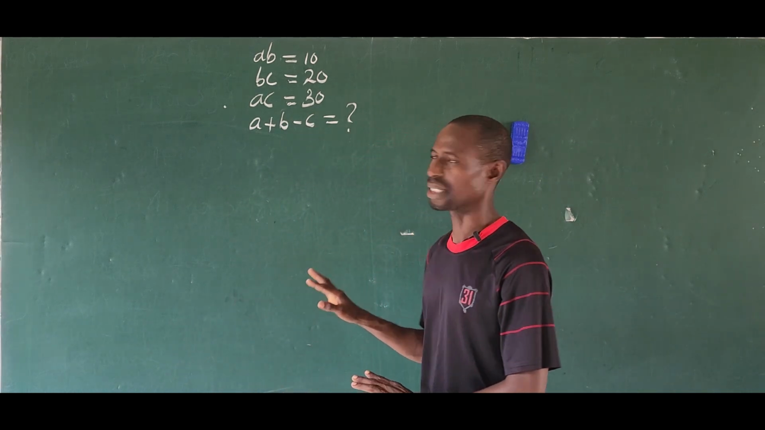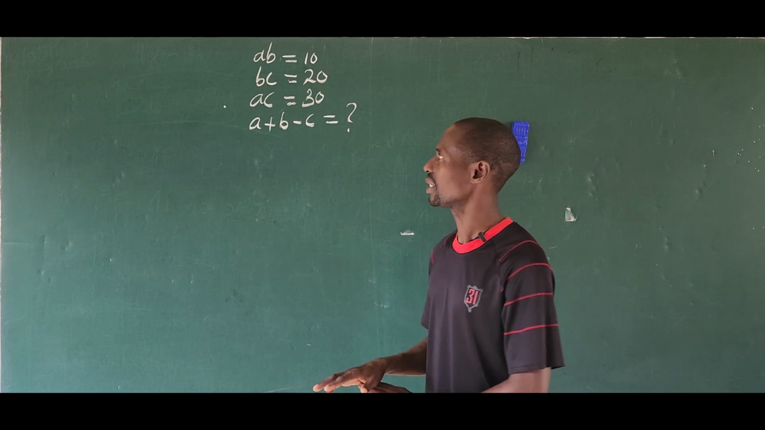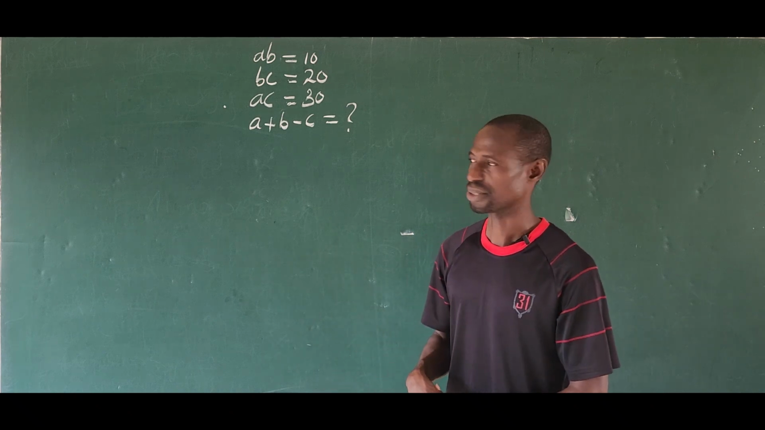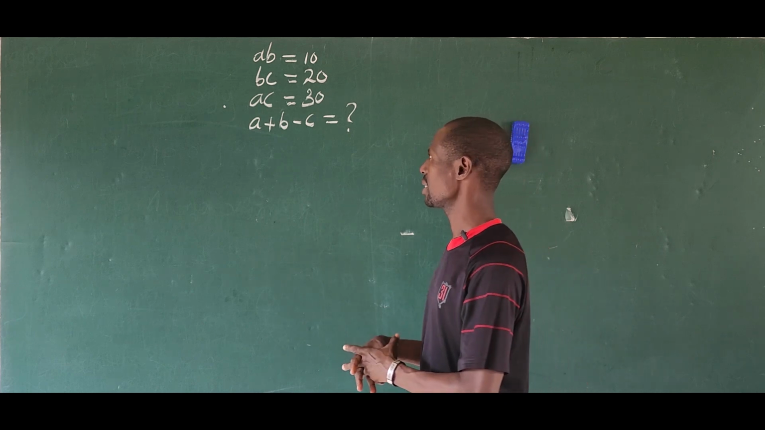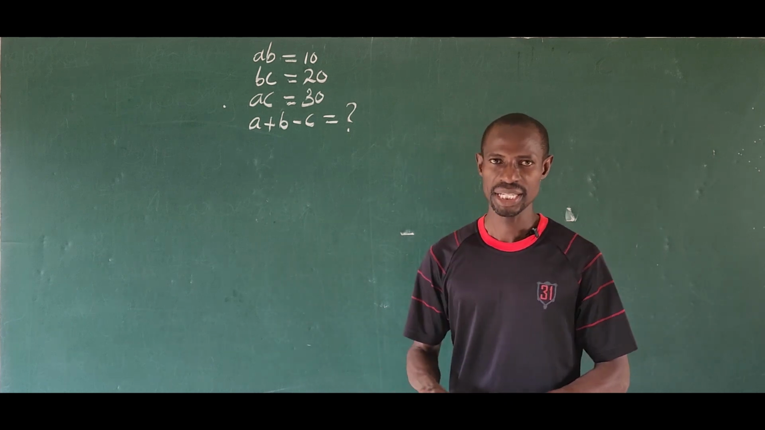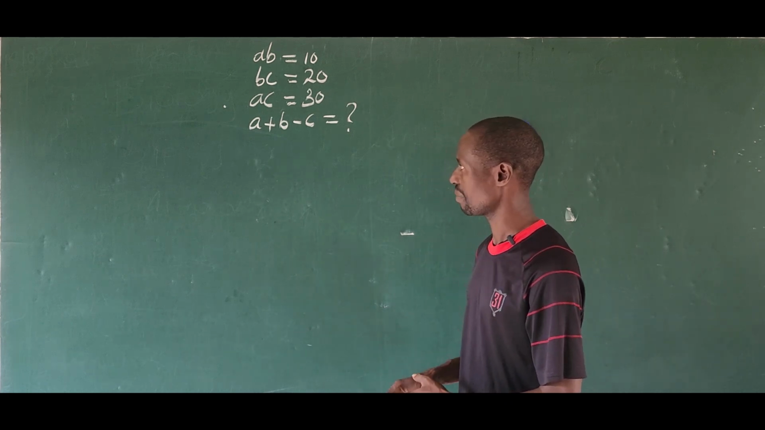We have this challenge before us here. The question is: A times B equals 10, and B times C equals 20, and A times C equals 30. What is the value of A plus B minus C?